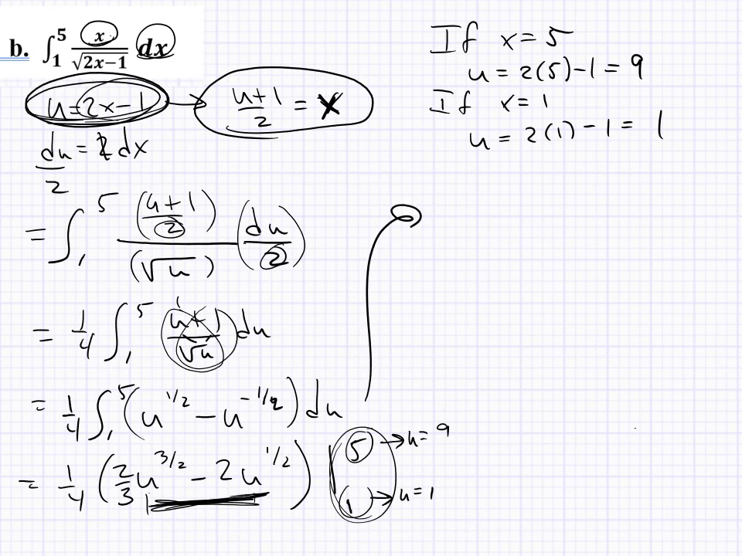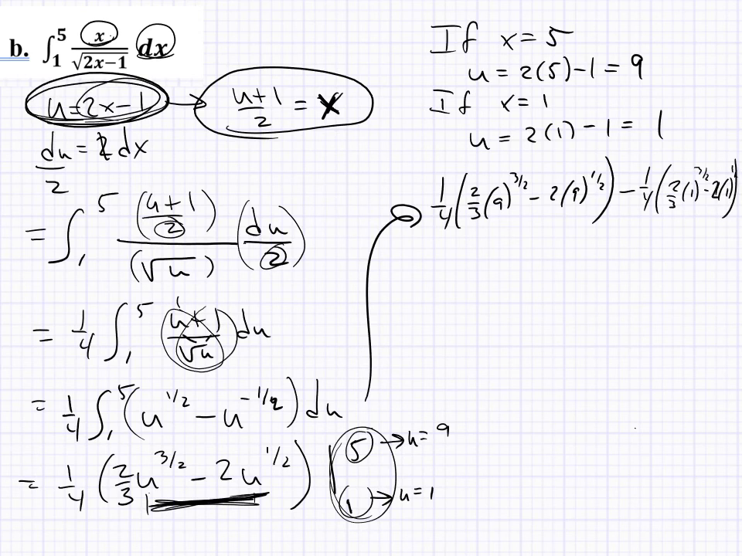So if I do that, I have this 1/4. I have 2/3 times 9 to the 3/2 minus 2 times 9 to the 1/2, minus 1/4 times 2/3 times 1 to the 3/2 minus 2 times 1 to the 1/2. Okay? So 1/4 times 9 to the 3/2. That's the square root of 9, which is 3. Then cubed is 27. 2 times 27 would give me 54 over 3. Minus square root of 9 is 3, times 2 is 6. Minus 1/4 times anything, 1 to any power is 1, so this will be 2/3 minus 2.